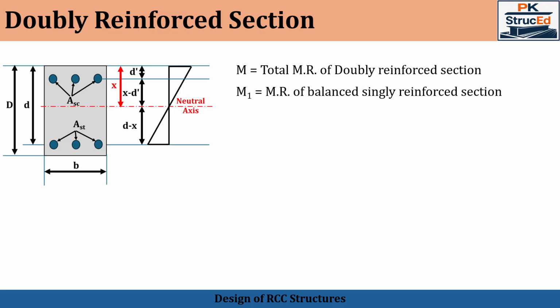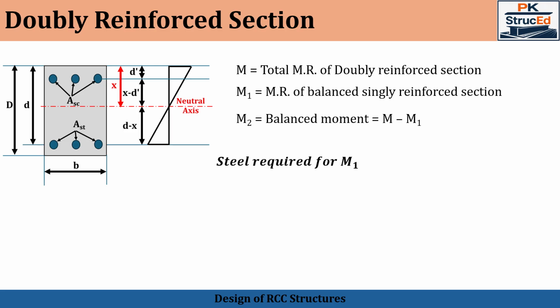In doubly reinforced sections, the total moment is divided into two parts. M1, which is the moment resisted by a balanced singly reinforced section, and M2, which is the additional moment resisted by compression steel and the additional tension steel. So M is equal to M1 plus M2. This concept simplifies the design procedure.